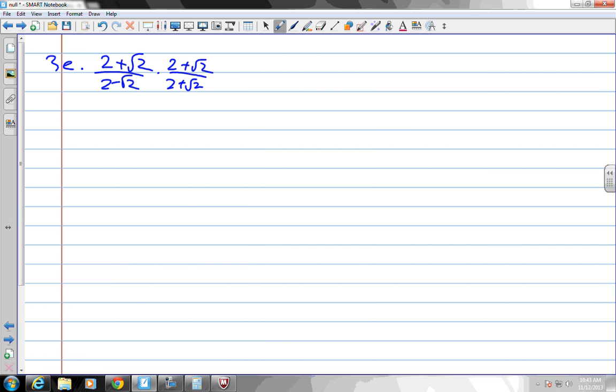So then in the numerator, I'm going to end up with 2 plus root 2 squared. While in the denominator, using the difference of squares formula, I'm ending up with 2 squared minus root 2 squared. Yeah? So now the denominator is just 4 minus 2. That's simple. In the numerator, I'll have to use my formula, the square of a sum formula.